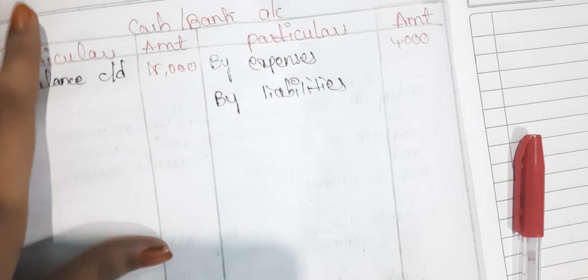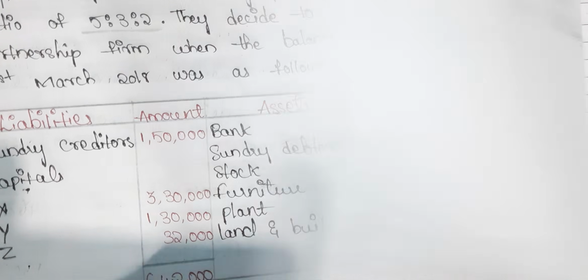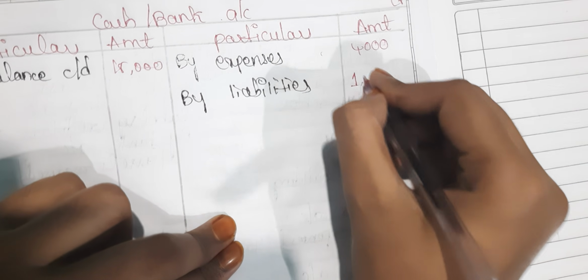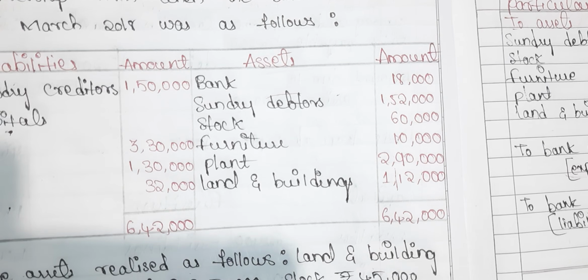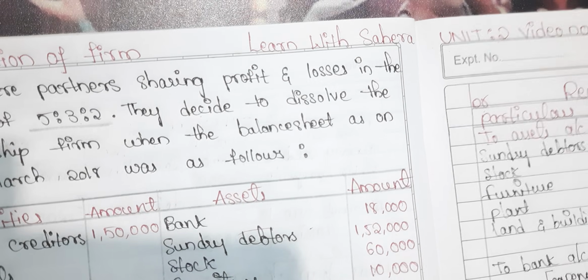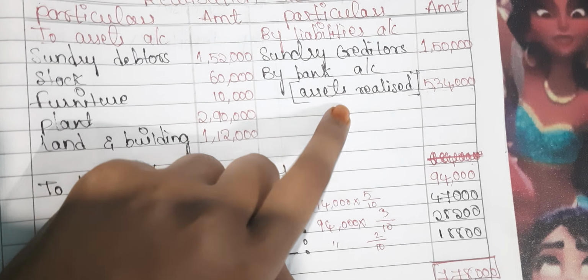How much is the amount, ma? Amount is 1,50,000. Then what is it? This side, assets realized they have given, right? This side, see, by bank we have taken assets realized.